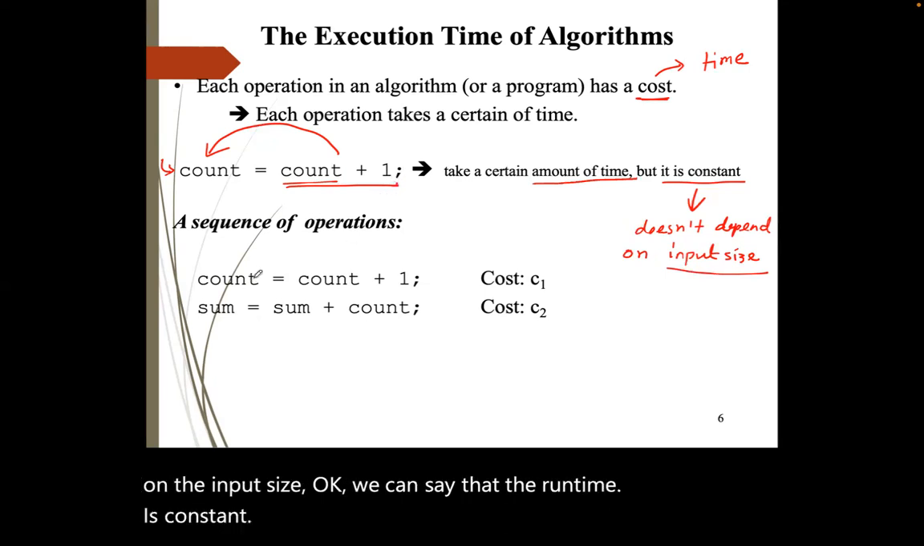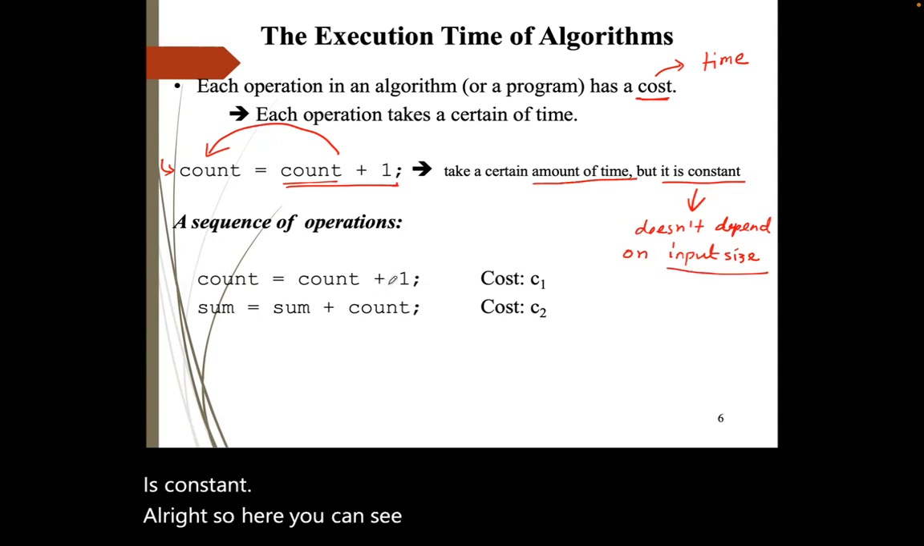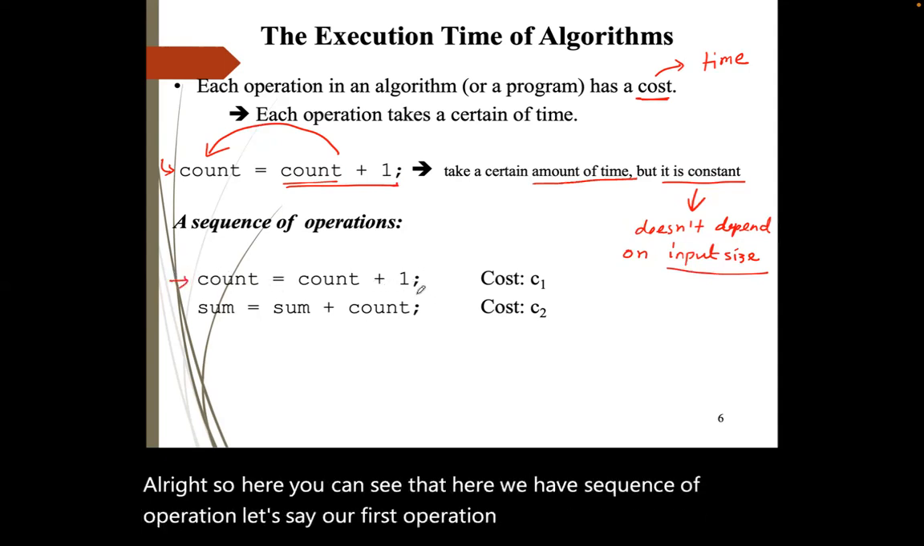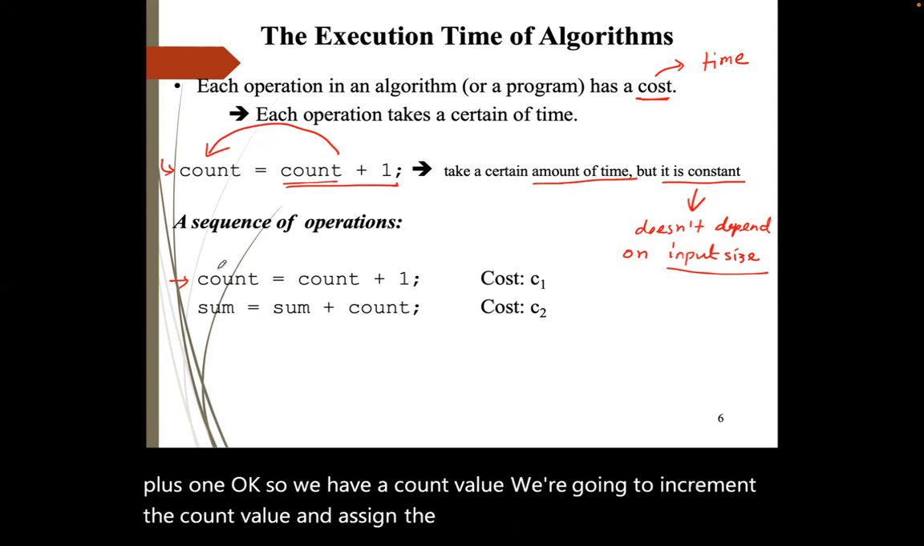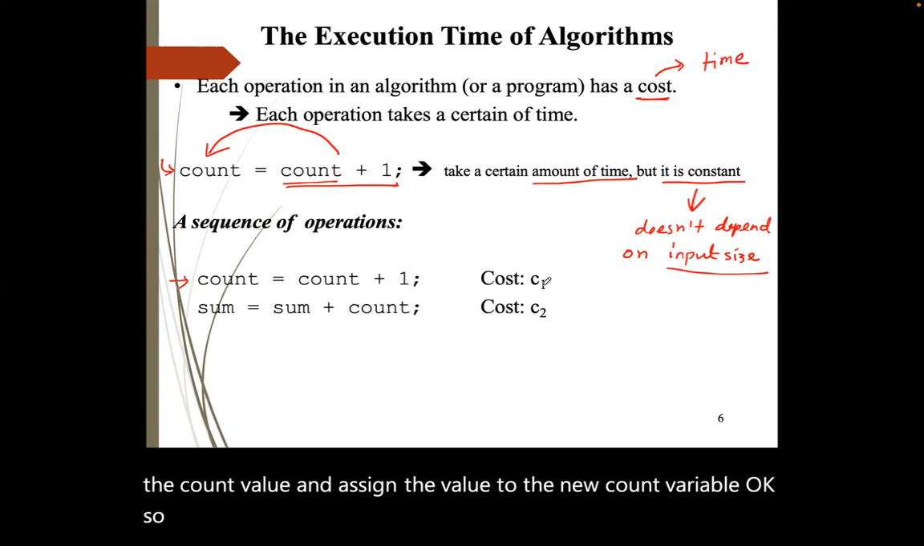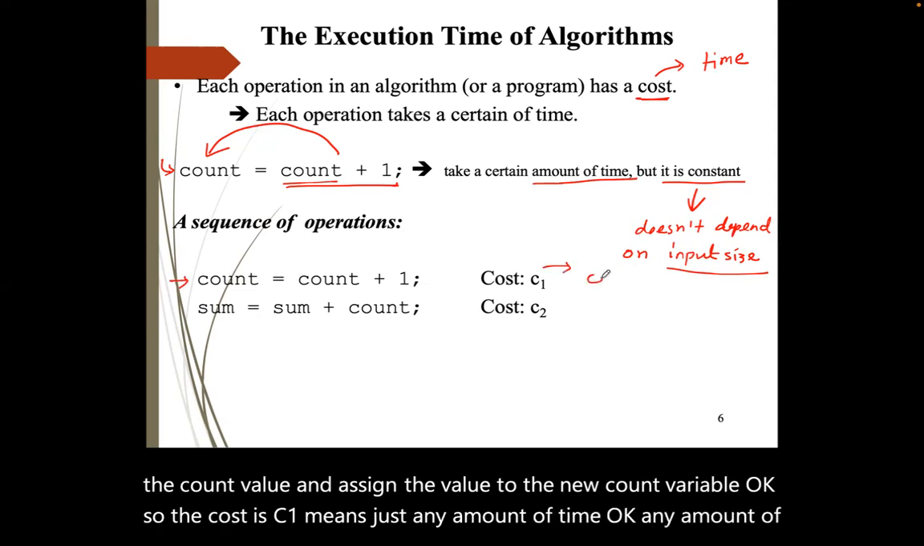So here you can see that we have a sequence of operations. Let's say our first operation is count equals count plus 1. So we have a count value, we are going to increment the count value and assign the value to the new count variable. So the cost is C1, meaning just any amount of time, but constant.